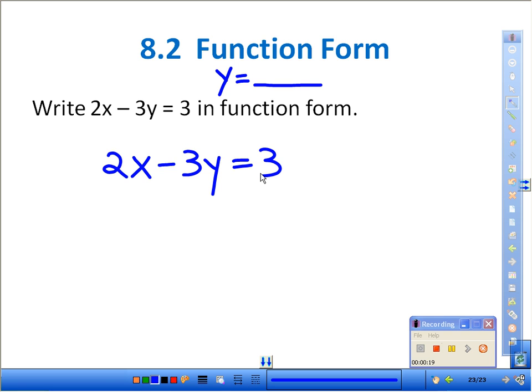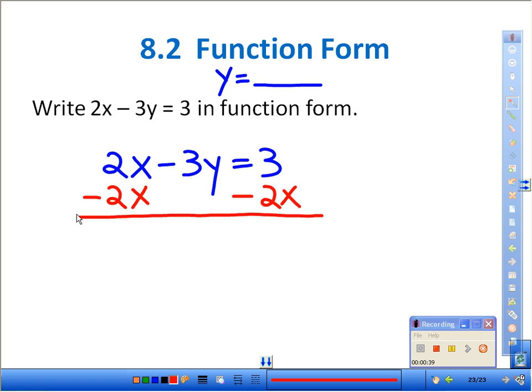So the first thing we need to do is to get rid of this 2x, and we're going to do that by bringing it over to the right side. In order to get rid of a positive 2x, we have to subtract 2x, and we have to do the same to the right-hand side of the equation, because what you do to one side of an equation, you must always do to the other side.